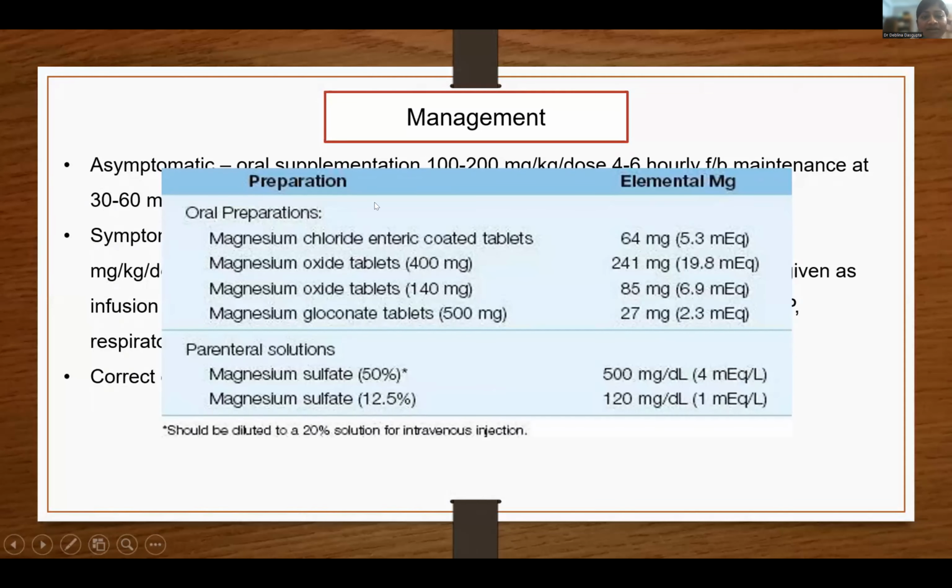So these are some of the magnesium preparations. These are some oral preparations. You can get magnesium chloride, oxide tablets, gluconate, out of which magnesium oxide contains the maximum amount of magnesium, but again, the bioavailability is less. So more or less all magnesium supplements are similar. And you have parenteral solutions also, magnesium sulfate in 2 different concentrations. We prefer to use magnesium sulfate 50%.